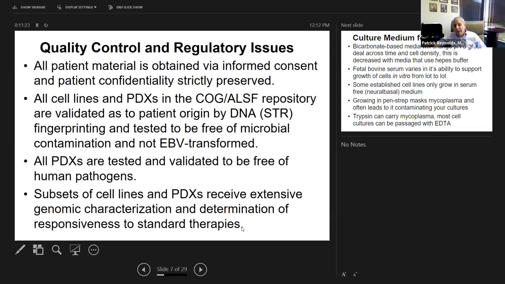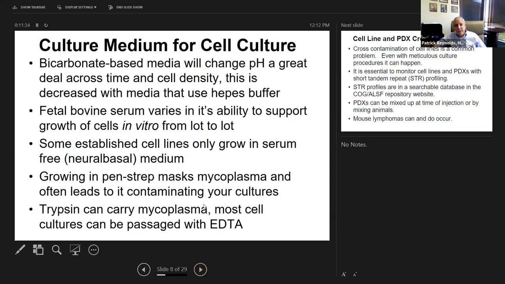We also, and again, mostly in neuroblastoma right now, we hope to extend this, determine responsiveness to standard therapies so that you can have those data to work with and compare to the genomic characterization data.